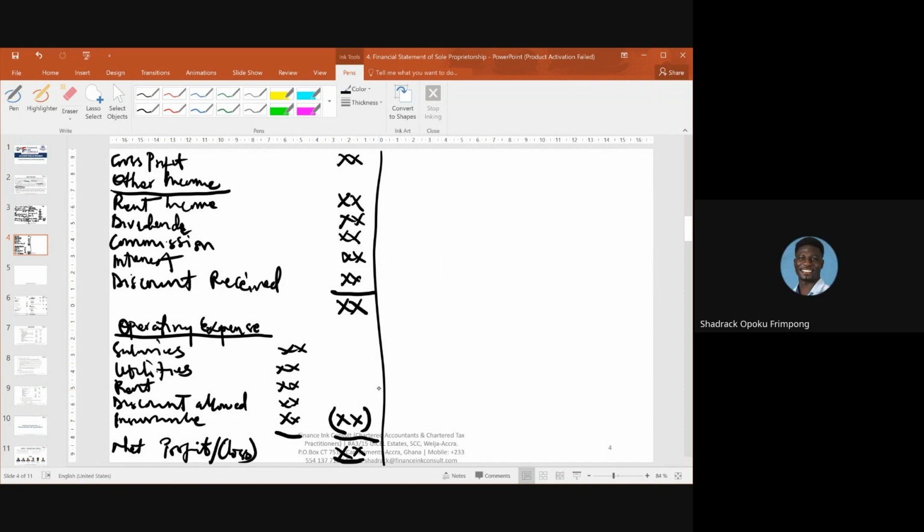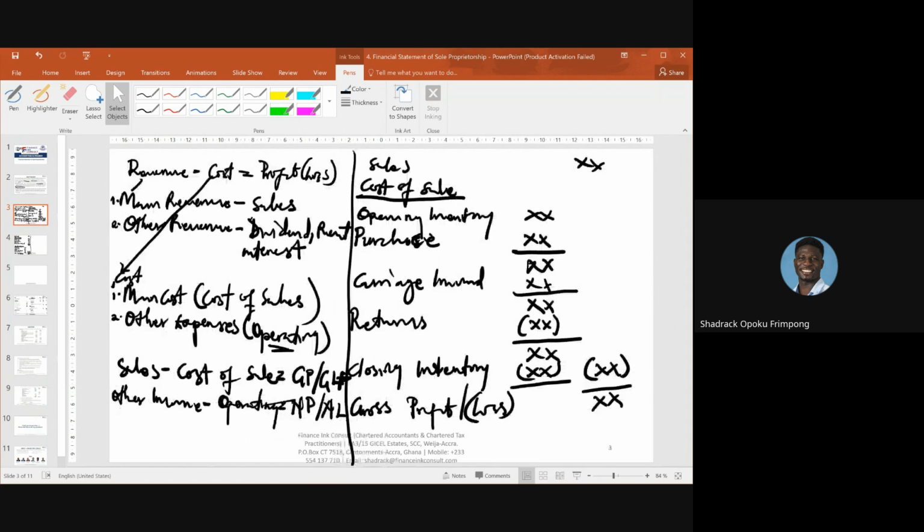Okay, so we were looking at the financial statement of a sole trader. We started with the profit or loss statement. So we said that the profit or loss statement is just like your normal profit formula that you learned in your commerce. Revenue minus cost gives you what? Profit or your loss. So if revenue is more, it gives you profit. If cost is more, it gives you what? Losses.